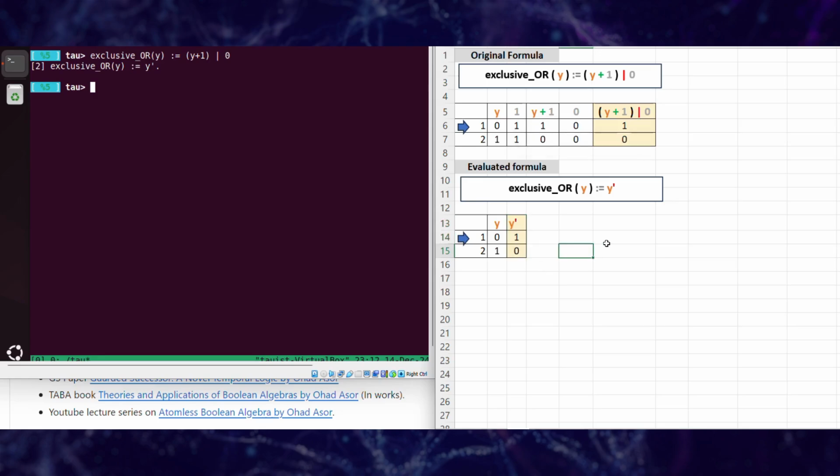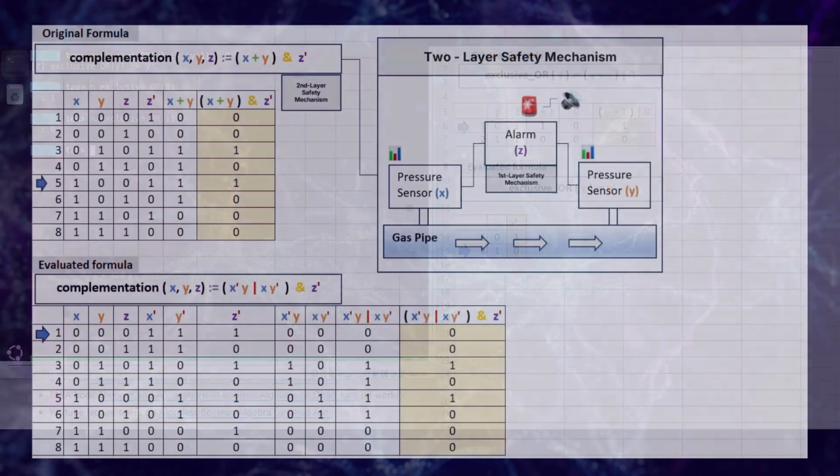Okay, so let's try. So here, instead of y, let's try 0 first, and then let's normalize to see what is the answer. Should be 1, correct? And here, if this is 1, 0, correct.